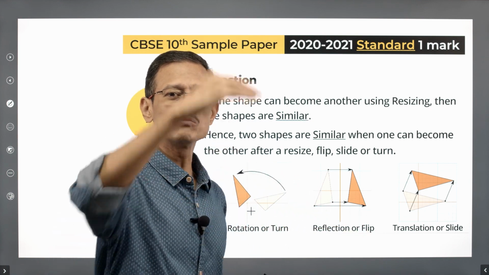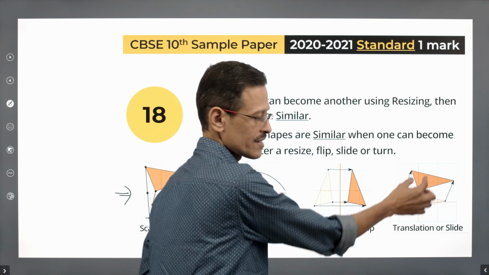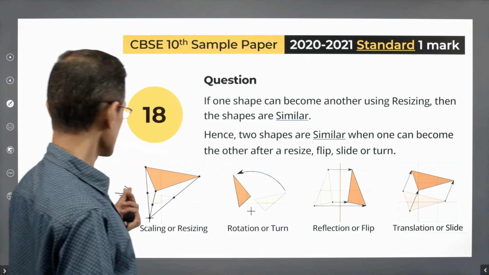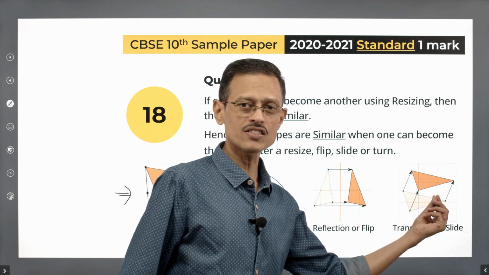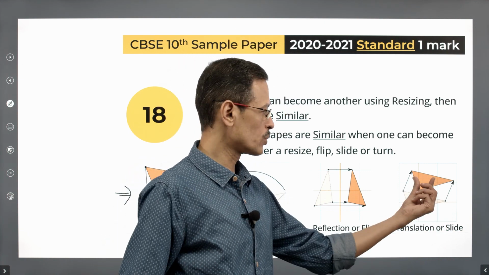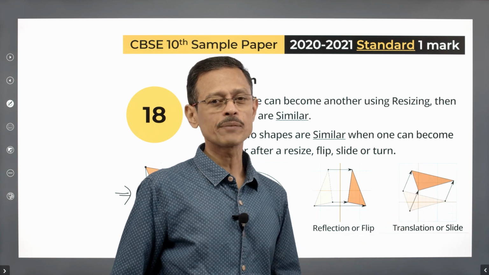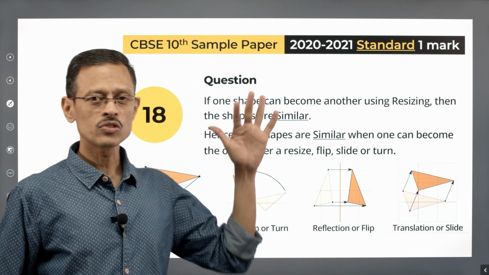The last one, you can move it up or down, right? This is translation or slide, because here the size has not changed. In this case, at least the size has changed. Here, the size has not changed. You're just pushing it up or bringing it down. This could have been the original. This is the image. This could have been the original. This is the image, right? Translation or sliding will lead to it being similar, right? So, keep this in mind.